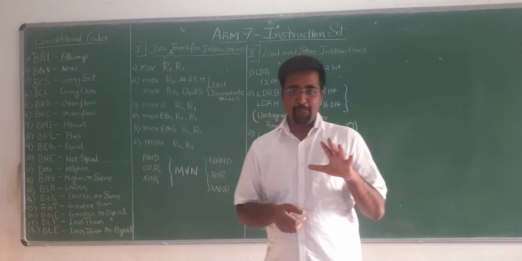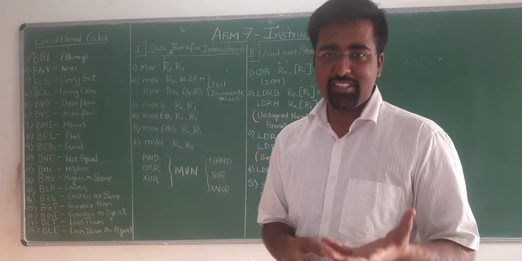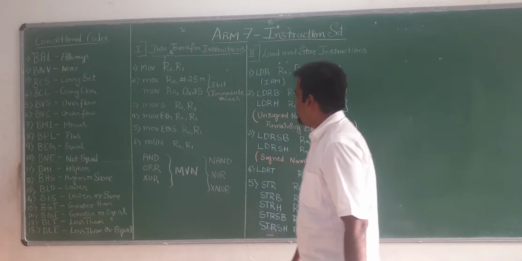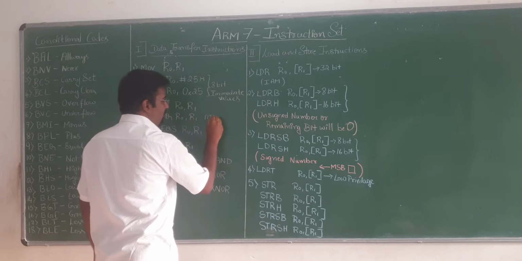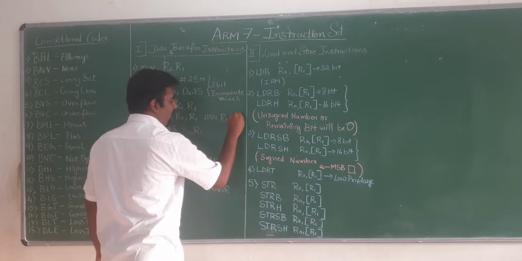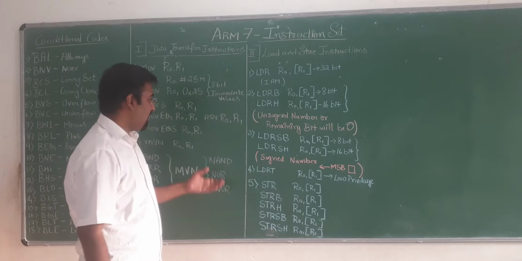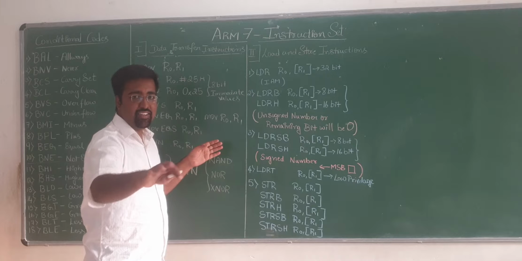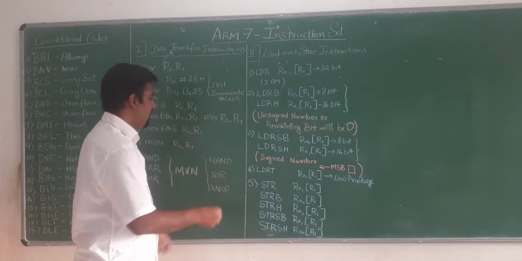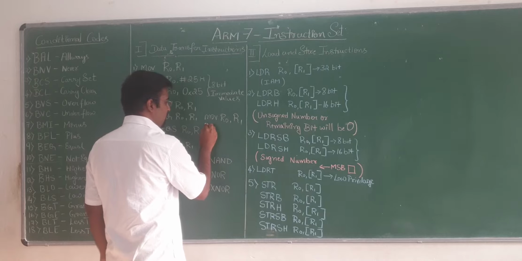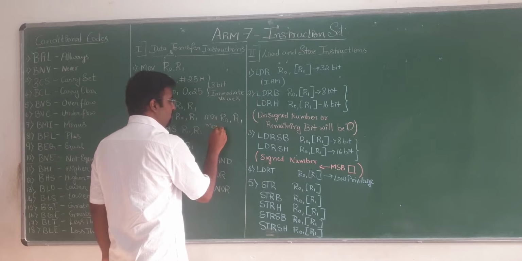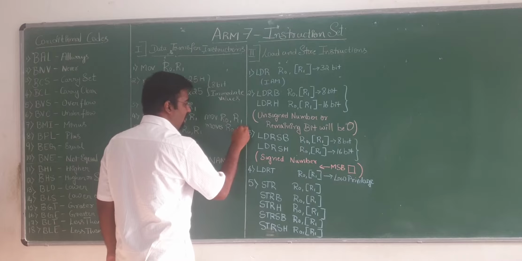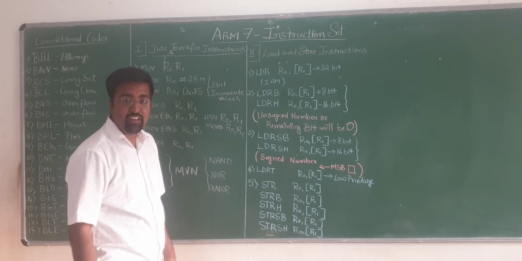First I'll take up a small instruction. I'll write MOV R0, R1. It means the contents of R1 will be moved to the register R0. I think it's familiar, we have already studied this. Now I'll manipulate this instruction and write MOVS R0, R1. What does it mean?